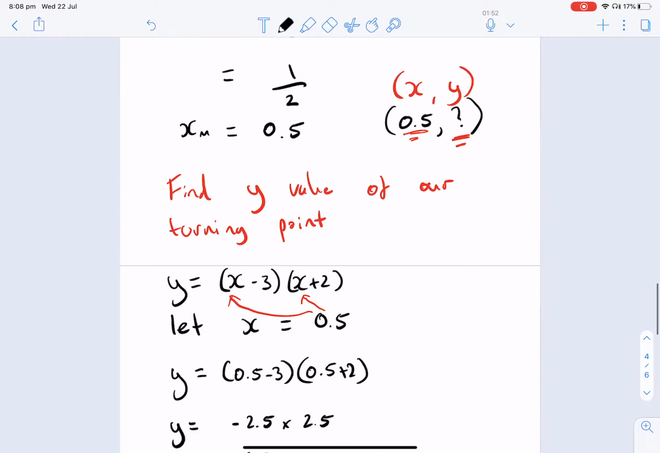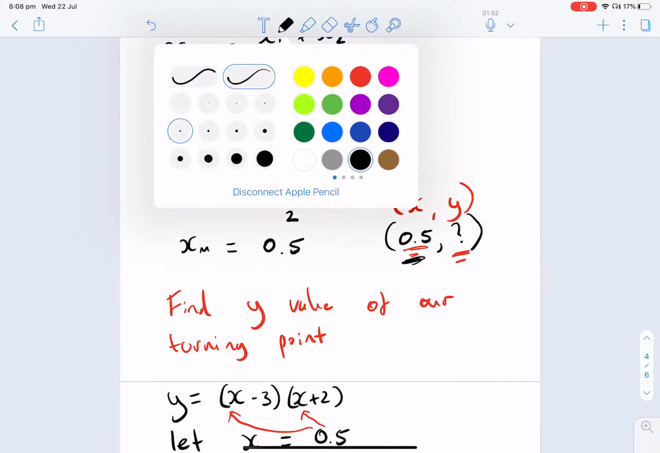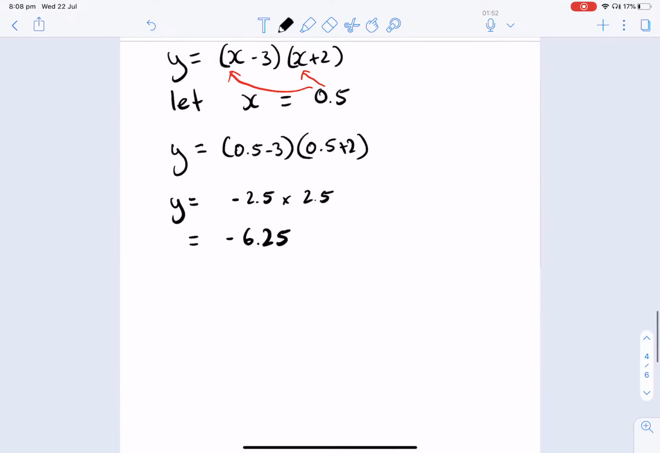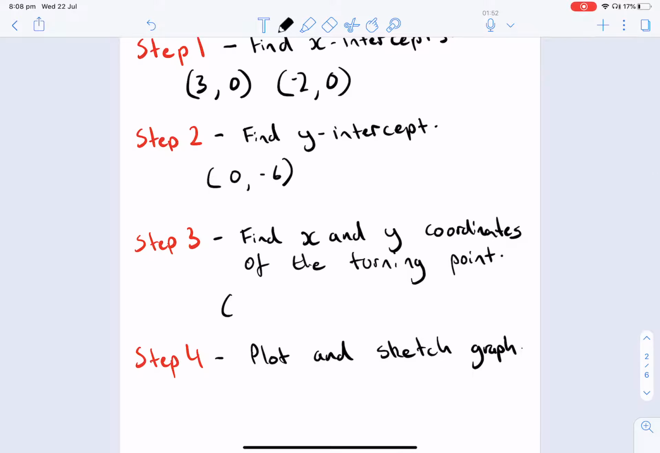So up here, remember, we had found our x value of our coordinate right here, and now we just found the y value of our coordinate. So our coordinates of our turning point are 0.5 and negative 6.25. So just go up here. We've done step 3. Our values are 0.5 and negative 6.25. Once again, remembering that they're our coordinates. So I just need to plot and sketch my graph.